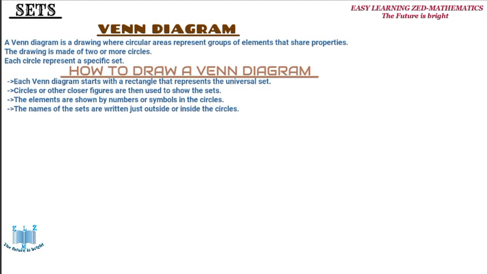The last point is when an element belongs to more than one set, it is placed in the section where the circles overlap. So if you find that one element among the sets you are given is found in both or in all of them, what you do is put that element in the middle where these circles are overlapping. Okay, I will show this as I show you how to enter information on the Venn diagram.